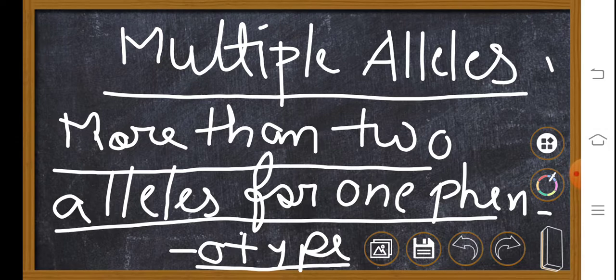I'll explain later. First, you write down the definition. Multiple means many, and alleles you know. So when there are more than two alleles for a particular character, then it is known as multiple allele.